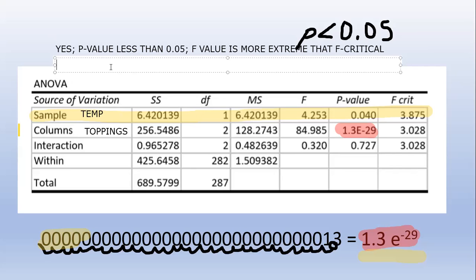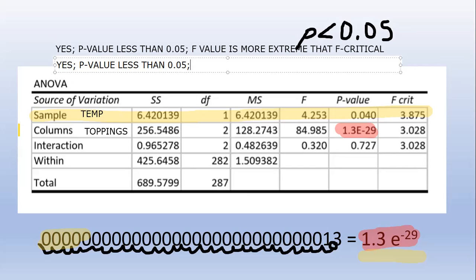All right, let's get back to that question I asked. Right here, when we look at toppings, is toppings significant, yes or no? Yes. All right, now somebody tell me, how do we know that? You can give me whichever way you like. Because the p-value is less than 0.05. All right, and what is the p-value? The 1.3 e raised to the -29. That's pretty much what it is. 1.3 e raised to the -29.